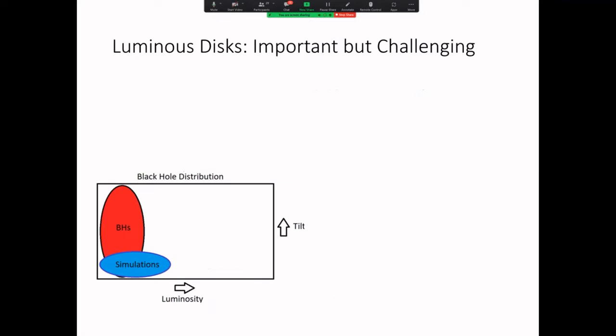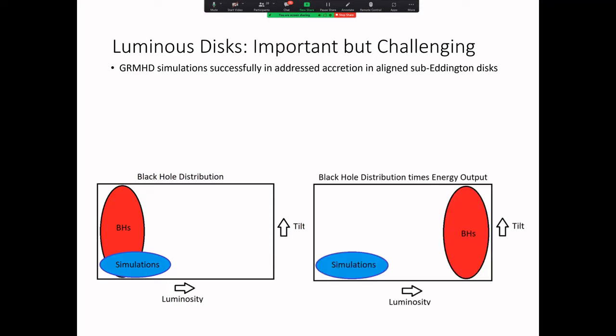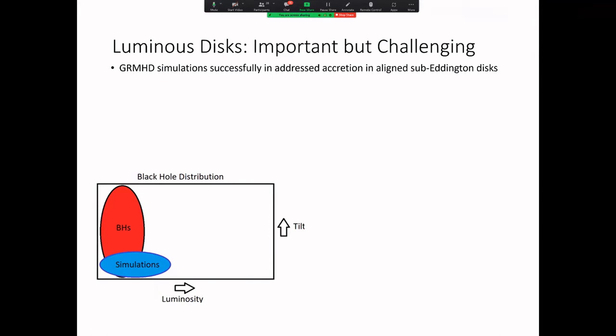So over the past years and decades, GRMHD simulations were extremely successful in addressing black hole accretion in the limit where the disk is far sub-Eddington. That's consistent with where we find most black holes. Definitely most black holes in our universe are accreting at sub-Eddington rates. Some of them have a substantial misalignment angle between their spin axis and the rotation axis of the disk. That was addressed by some simulations, but typically most simulations assume alignment.